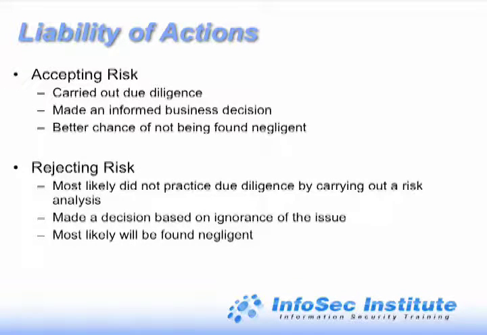Okay, you can accept the risk, which carries out due diligence. It's an informed decision and a better choice than being found neglectful. And then there's rejecting risk. This basically means you're not doing your due diligence, you're ignoring it, and then when it does happen. But again, like I said, in reality, if the individual is told about it, it's not automatically accepting. But for the test, it's accepting, rejecting, mitigating, and transferring.